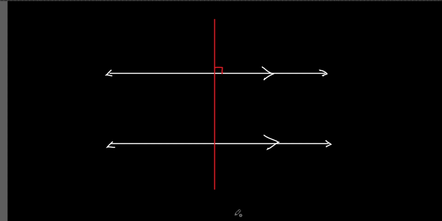what else do you think might be true about this? If it's perpendicular to the first parallel line, it's perpendicular to the other parallel line. Exactly right. And this is a theorem, so we can prove it. It's actually a pretty easy proof. Because look at these two angles. If it's perpendicular, what kind of angle does it make? 90-degree angles. Right angle, 90-degree angle.